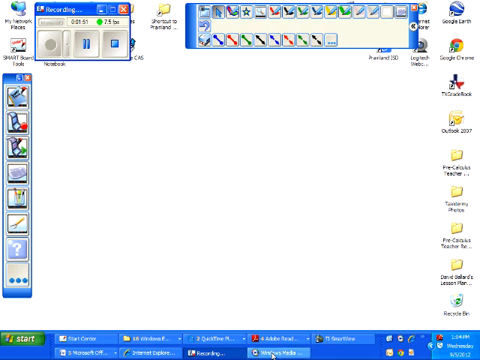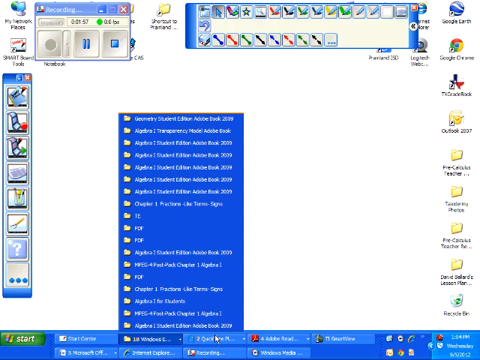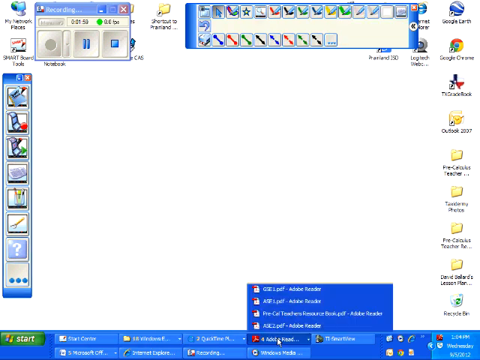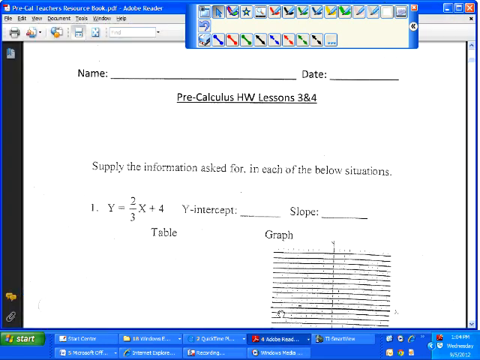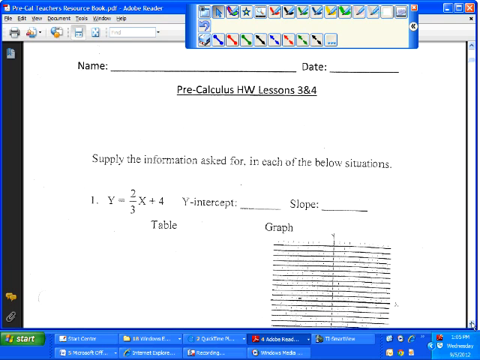I just wanted you to see that. And so I need to find that. Give me just a second. It's an Adobe scan. I went to the wrong file. I need Pre-Calculus Teacher Resource Book. So we're going to teach Lesson 3, and then we'll just go ahead and teach Lesson 4 and just do this together. It may take 1 or 2 recordings.